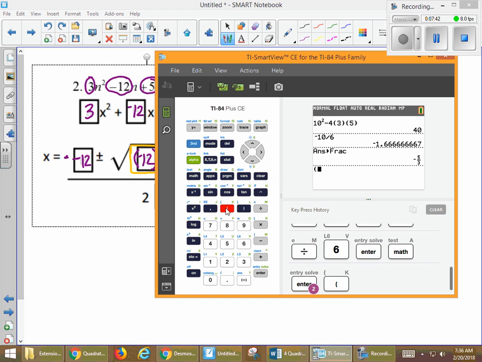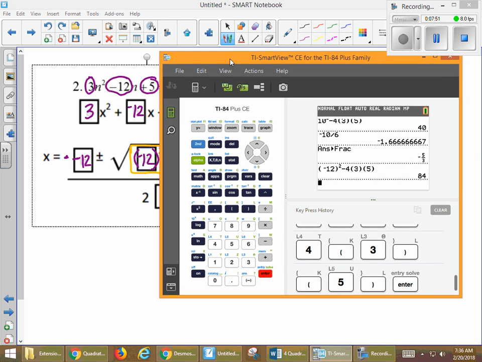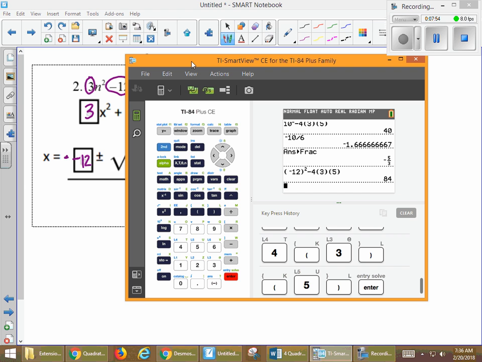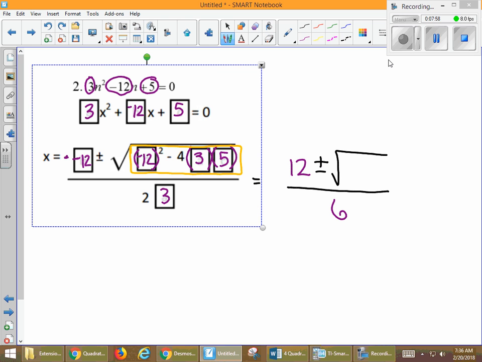So, negative 12 squared minus 4 times 3 times 5. And it's 84. So I just replaced. My negative 12 became a positive 12. My 2 times 3 in the bottom of my fraction became a 6. And that whole mess under the big radical sign became 84.